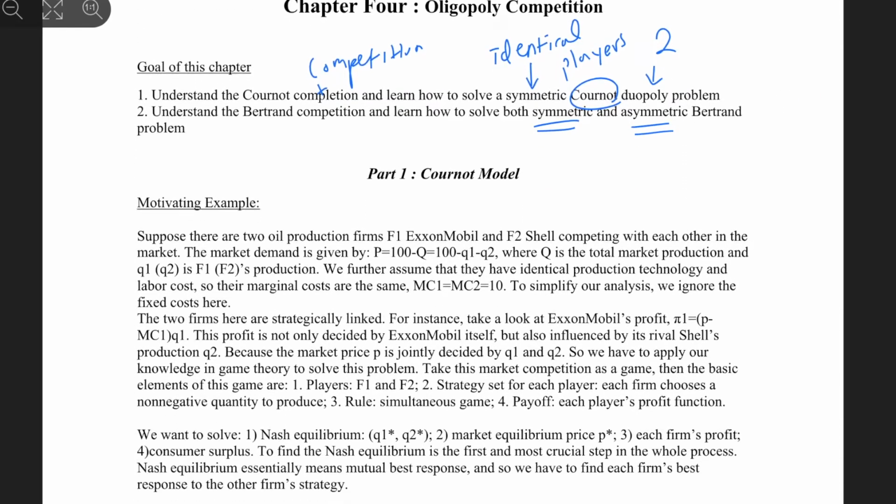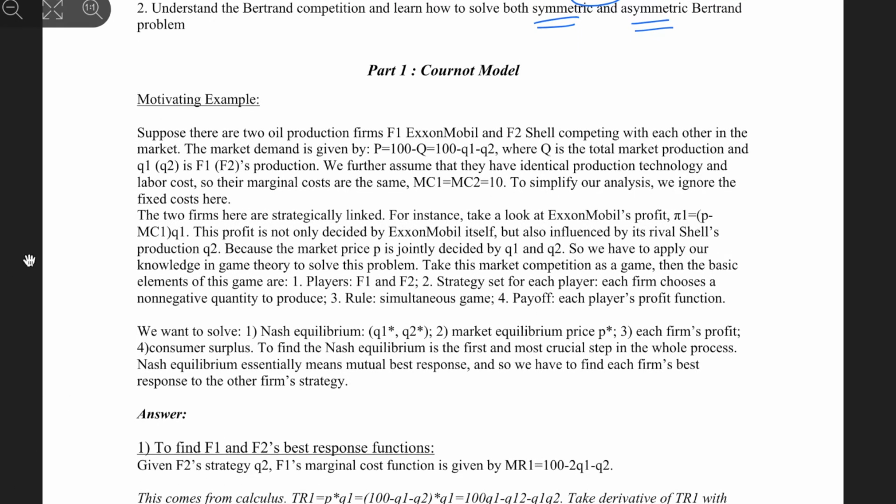Okay, let's start with the Cournot model. So, motivating example. Suppose there are two oil production firms. We're going to call the first one firm 1, and the description is ExxonMobil, and we have firm 2, and the description of firm 2 is Shell. So we have two oil companies and they are competing with each other in the market, right? So we're saying duopoly over here. We have two players, right?